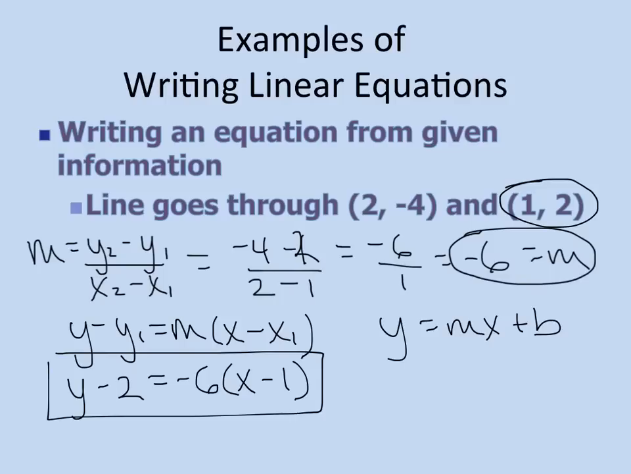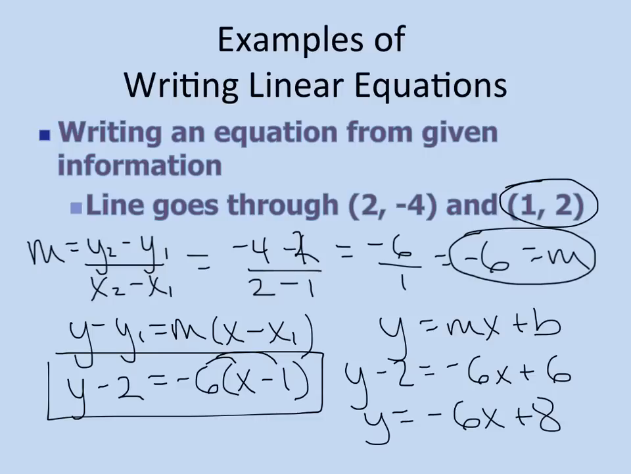If you wanted to convert it into slope-intercept form, then you would continue by distributing the -6, and so we would get y minus 2 equals -6x plus 6, and then when I add 2 to the other side, I would get y equals -6x plus 8. So either of these is acceptable for writing the equation for this line.